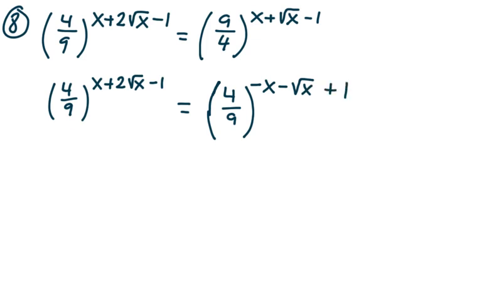So you notice I just changed all the signs of the terms, right? Notice how x became negative x, square root of x became negative square root of x, and negative 1 became positive 1. Okay. Now, I can set x plus 2 square root of x minus 1 equal to negative x minus square root of x plus 1.